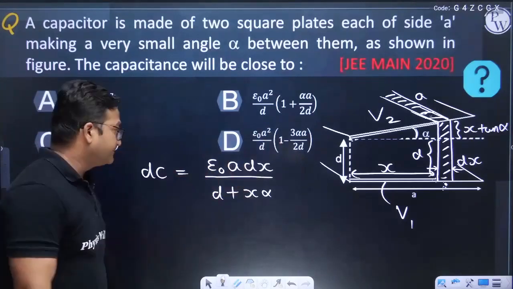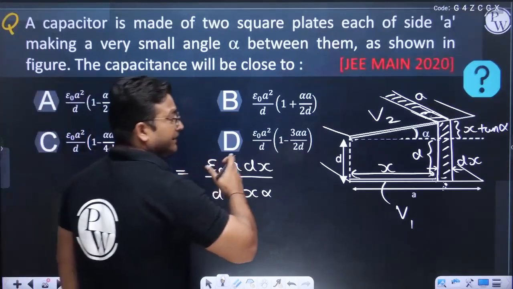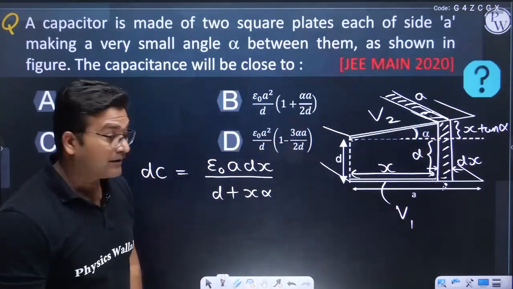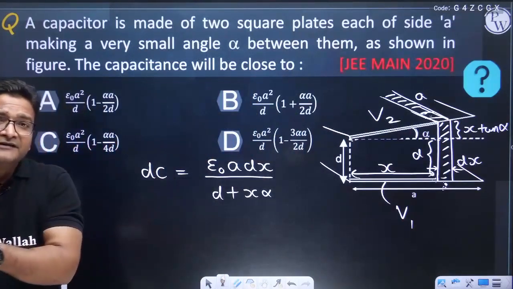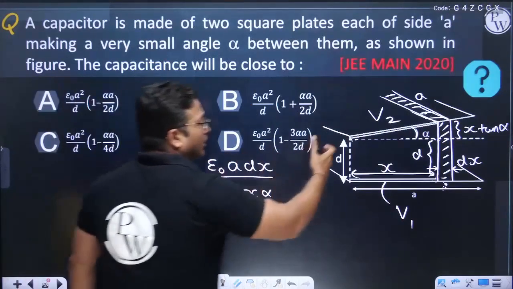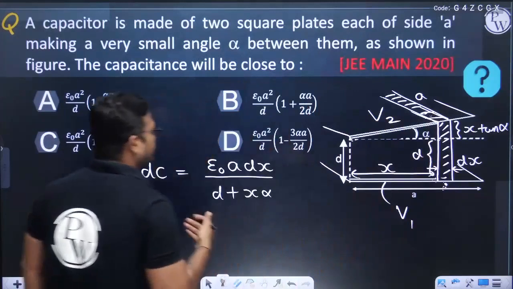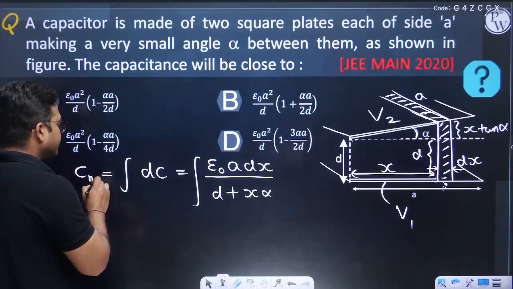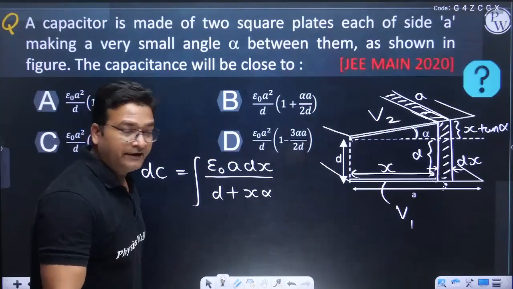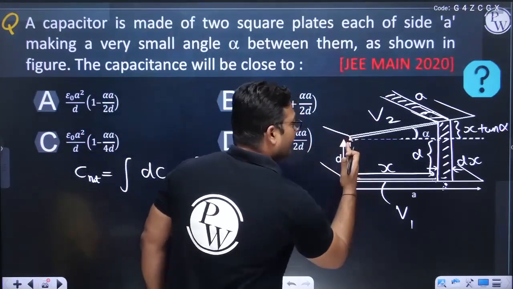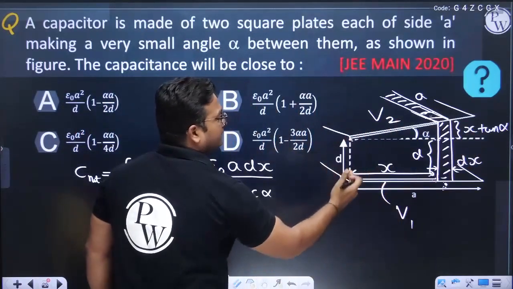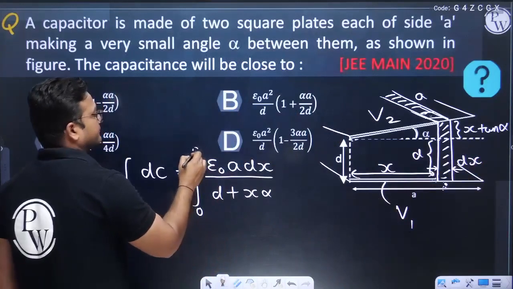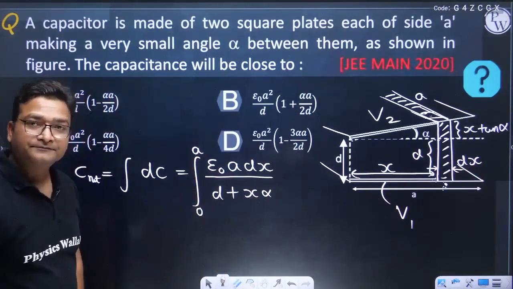This is the capacitance of that element. If you want the capacitance of the entire system, all these elements are in parallel, and in parallel you simply add C1 plus C2 plus C3. So to add all these elements' capacitance together, you will have to integrate this to get C net, including every element from here to here. At this point the value of x would be 0, and at this point the value of x would be equal to a. So we have to integrate this from 0 to a.